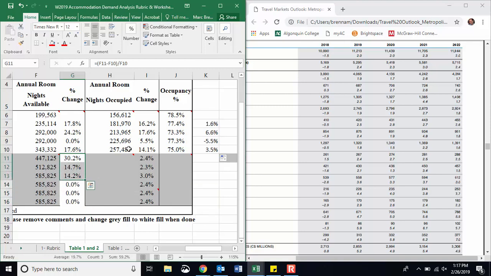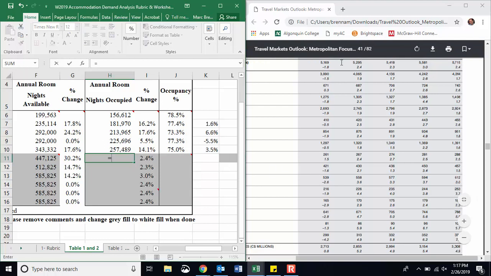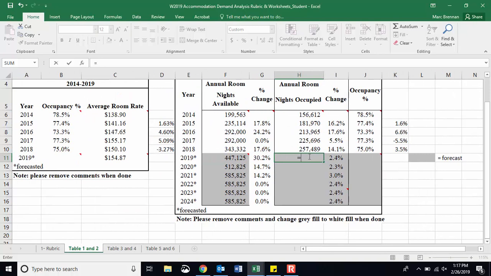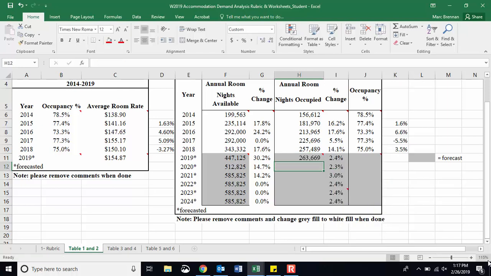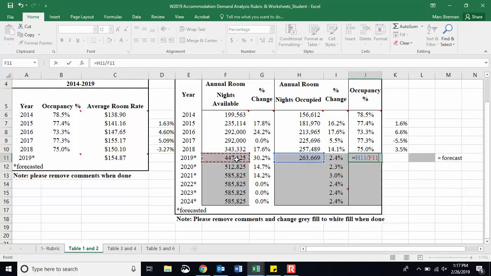So back to looking at historical trends and using them now. There's a 30.2% increase forecasted for supply here. So if we leave this at 2.4, what's going to happen? If we simply go 257,489 room nights occupied times the 1.024, and that's to give that increase, and then we divide this by that, 59%. Pretty low, right? But there's just one thing, 2.4%.